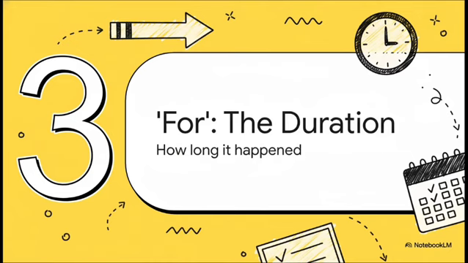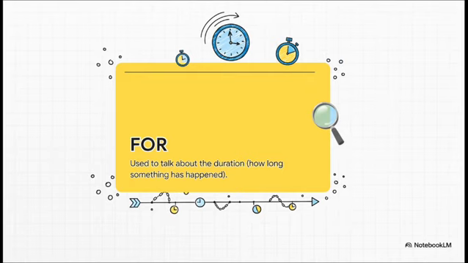Okay, now for our second word, for. Now, if since is the pin on the map marking the start, for is the odometer in the car. It doesn't care where you started, it just tells you how long you've been driving. And this is the absolute key difference. For isn't interested in the starting point at all. It's all about the total amount of time that's passed, the duration. It's there to answer the question, so how long has this been going on?